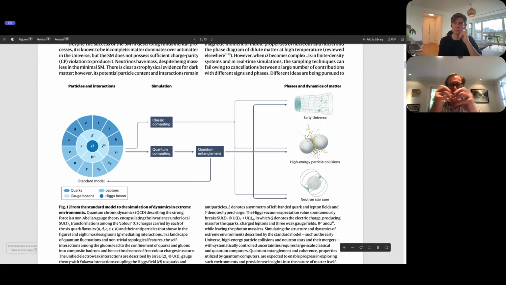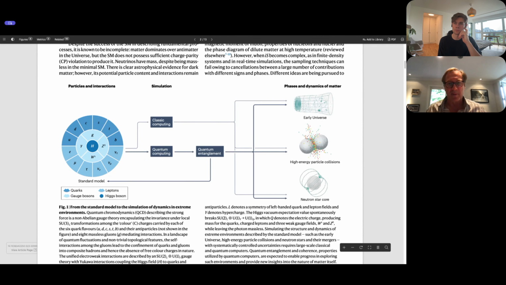Understanding how you collide particles together in the laboratory. So you take two high energy particles, collide them together, they explode into showers of other particles. Understanding that time evolution is something that we can't do with classical computing, but it's something that we should be able to do in the future with quantum computing.